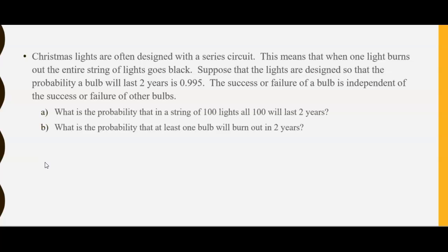Christmas lights are often designed with a series circuit. This means that when one light burns out, the entire string of lights goes black. Suppose that the lights are designed so that the probability a bulb will last 2 years is 0.995. The success or failure of a bulb is independent of the success or failure of other bulbs.